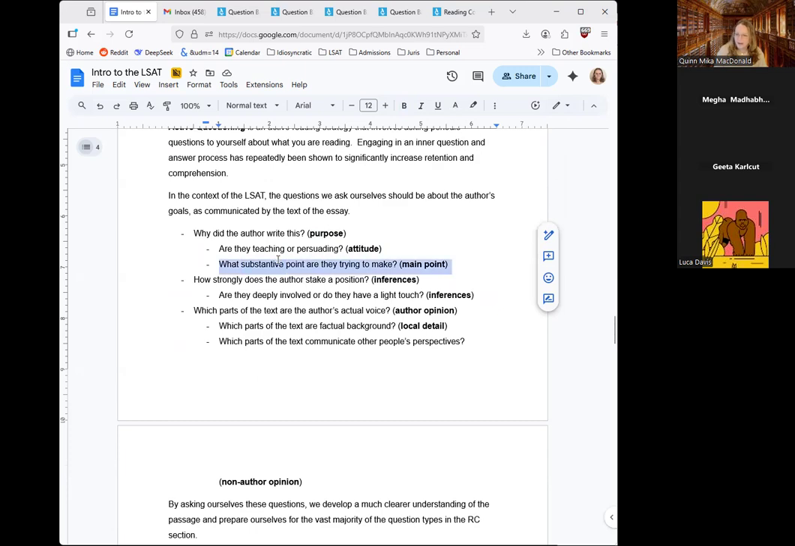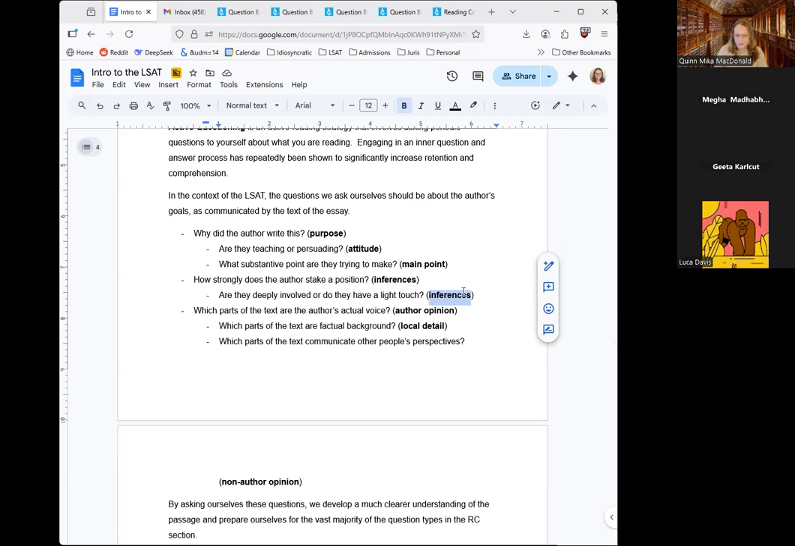What substantive point are they trying to make? Well, that should theoretically be the answer to the main point question that's attached to basically every passage. We have things like, how strongly does the author stake a position? Because that's really important when we're making inferences about what the author would believe of X, Y, Z hypothetical fact. Same thing with how intensely do they stake their position? Are they deeply involved or have a light touch? That matters a lot for the tone of correct inference answers.